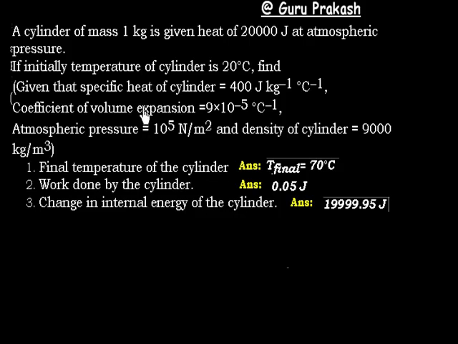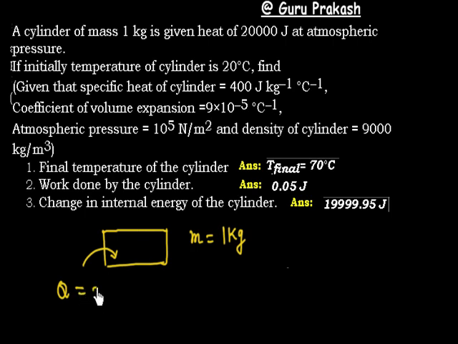So this question says we have a cylinder of mass 1 kg. So let me say this is the cylinder that is given to you, and the mass of this cylinder is given to you. So the mass is 1 kg. So I have a 1 kg cylinder, and this is given an amount of heat. So Q is given to the cylinder, and Q is 20,000 joule.